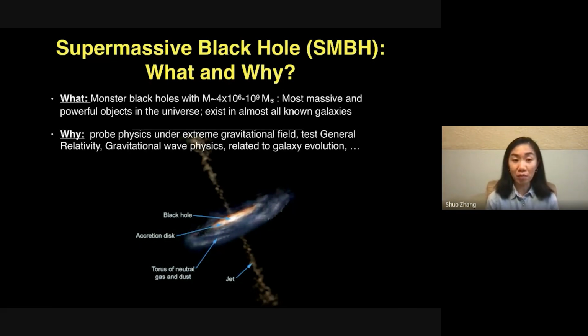So why do we care about them? They are there. That could be the only reason we want to study them, in my own mind. But if you want me to provide more reasons, I would say they are a good laboratory for us to probe physics under extreme conditions, especially under extreme gravitational pull. We can use such an environment to test general relativity. We can even study gravitational wave physics. And it's also known that the evolution of the supermassive black hole at the center of a galaxy is closely related to the evolution of the entire galaxy. So hopefully that convinces you that supermassive black holes are worth pursuing.